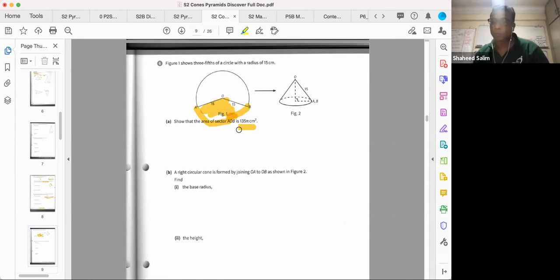So we are doing question B, yeah? B1, 2, 3. You want to find the base radius. Huh?